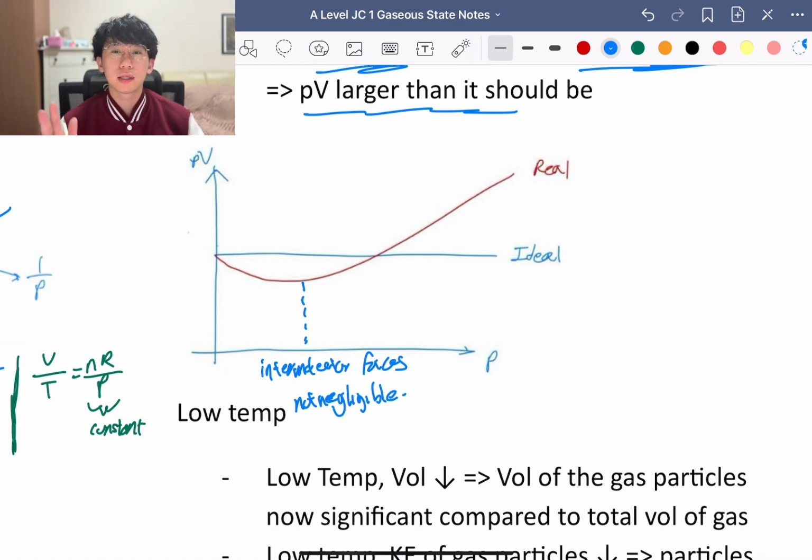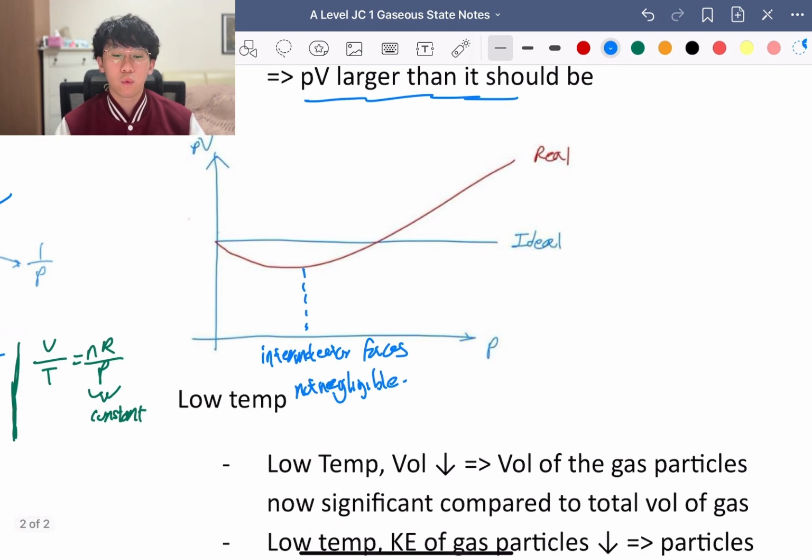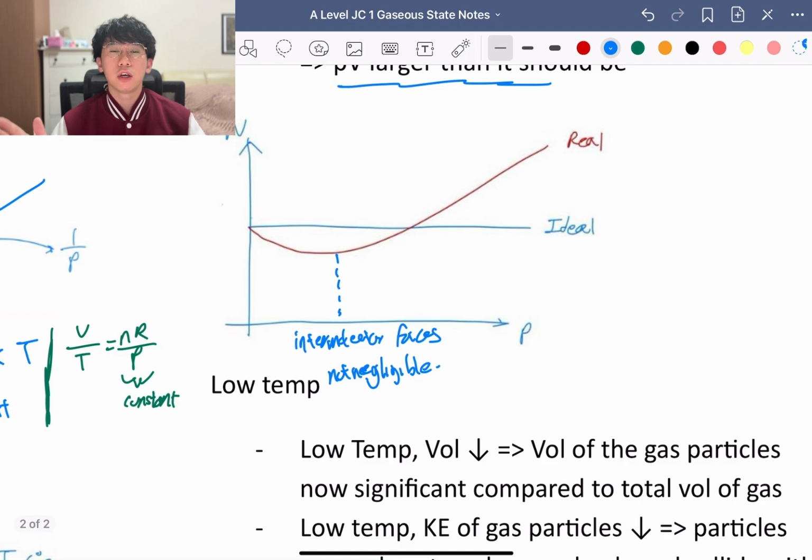So if I break it into two parts, the initial dip is because of the intermolecular forces not really becoming negligible as you increase pressure. Again, this is because you force the gas particles to be closer and the attractive forces between the particles become more significant. So taking that into consideration, when your attractive forces are more significant, your pressure would be lower than expected because pressure is about the molecules hitting the walls, and the molecules cannot exert the same amount of force on the walls if there is something pulling it back, which is the attractive forces.